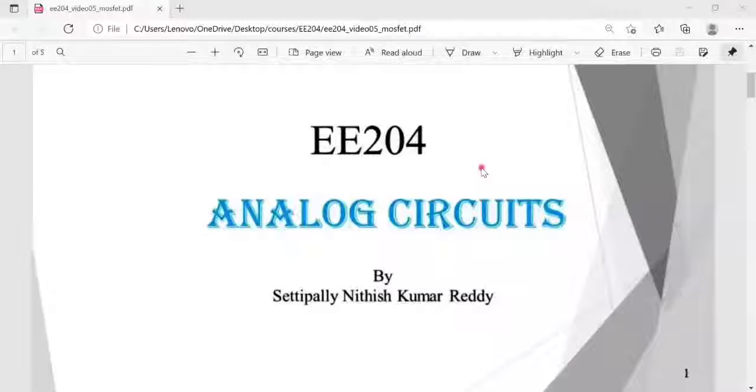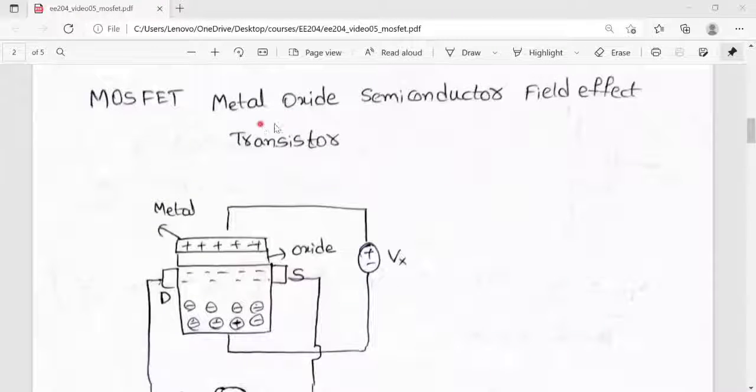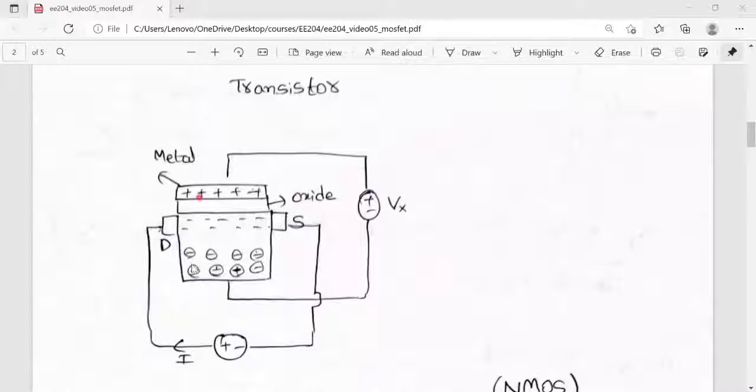Hi, in this video, we are going to discuss MOSFETs. MOSFET is a metal oxide semiconductor field effect transistor. In a MOSFET, we will have a metal and oxide, and this is called source, and this is called drain. A voltage is applied across the metal and semiconductor, and a voltage is applied across D and S. The voltage across D and S is controlled by the voltage across metal and semiconductor.